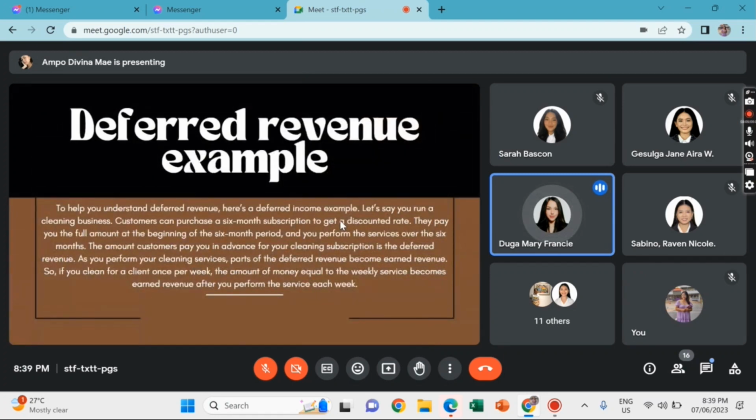So, deferred revenue example. To help you understand deferred revenue, here's a deferred income example. Let's say you run a cleaning business. A customer can purchase a 6-month subscription to get a discounted rate. They pay you the full amount at the beginning of the 6-month period and you perform the services over the 6 months. The amount customers pay you in advance for the cleaning subscription is the deferred revenue.